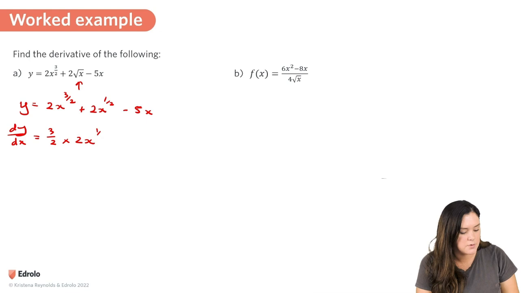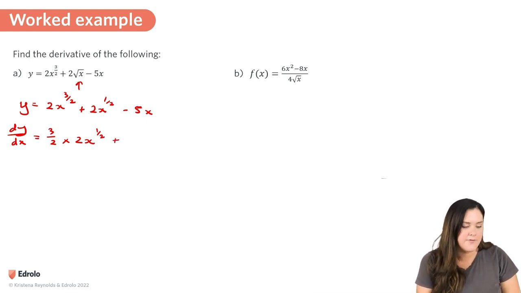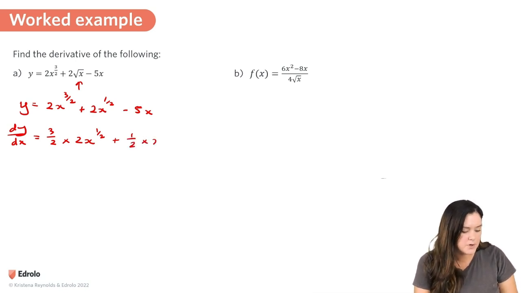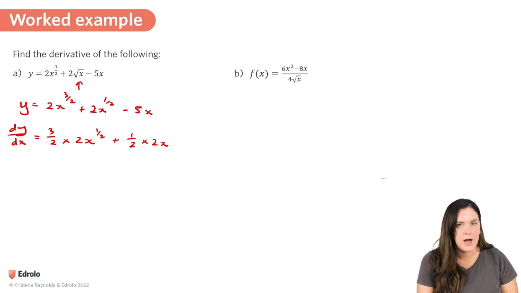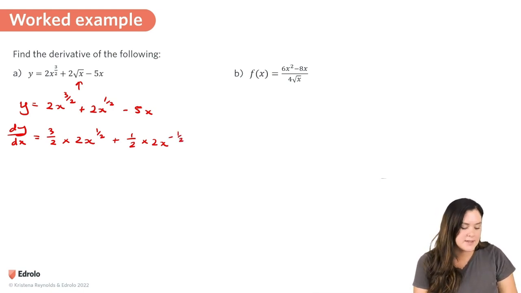So that gives us 1/2. And then differentiating this second term, we've got 2x to the power of a half. So again, bring this half to the front, so the power to the front, multiply by 2x, and then take away 1 from the power. So we've got a half, taking away 1 will give us a negative half. And then our last term, negative 5x, the gradient there is just going to be negative 5.